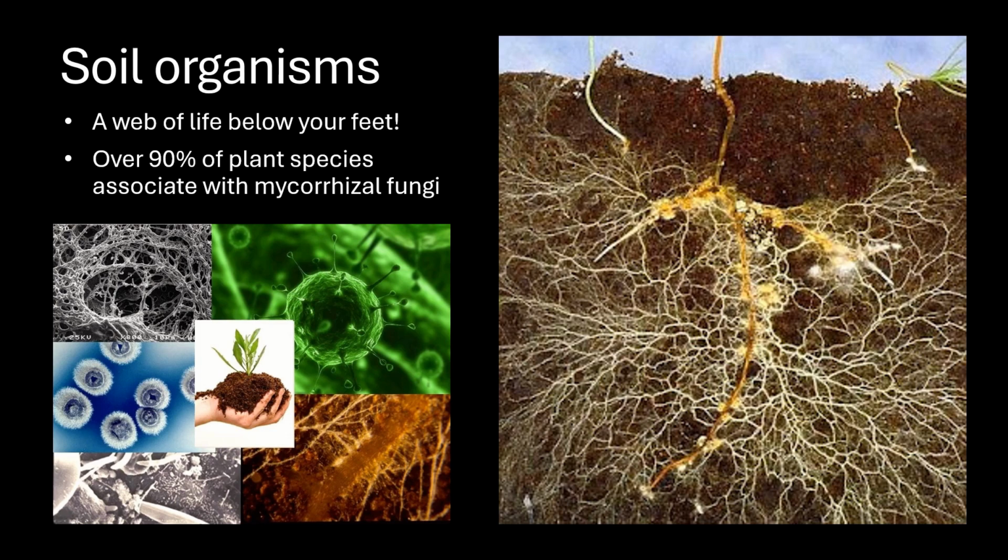And there are bacteria that serve similar roles too. When you think of, for example, legumes that fix nitrogen, it's not actually the plant that does it. It's the bacteria that associate with them and form nodules on the roots that fix the nitrogen. So yeah, soil organisms are really critical to making your plants thrive.